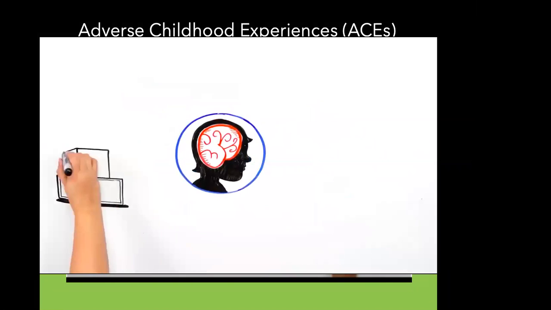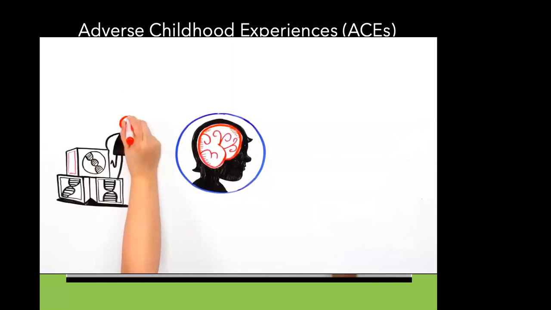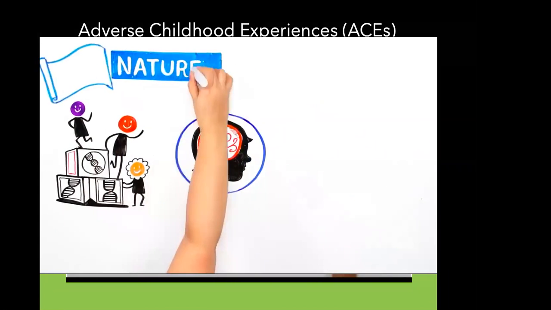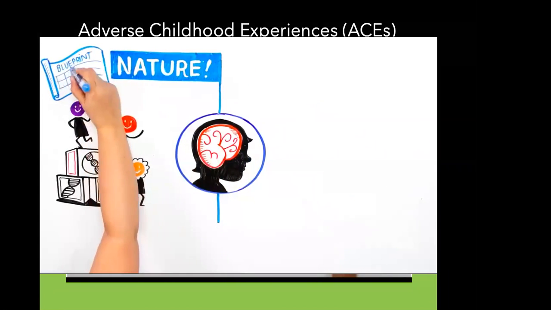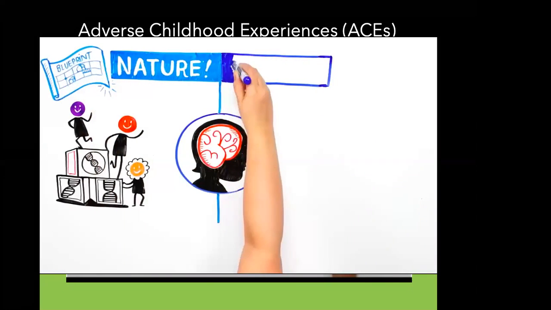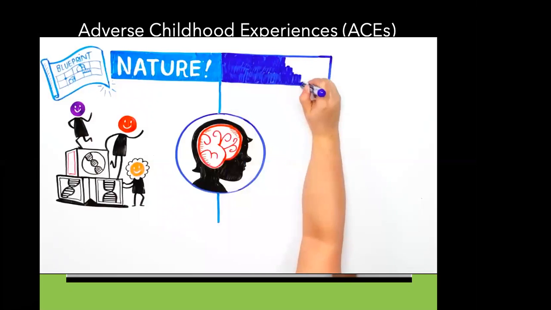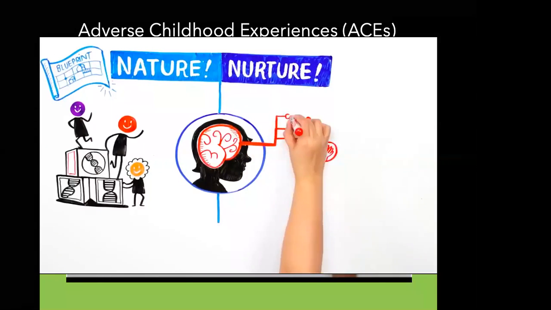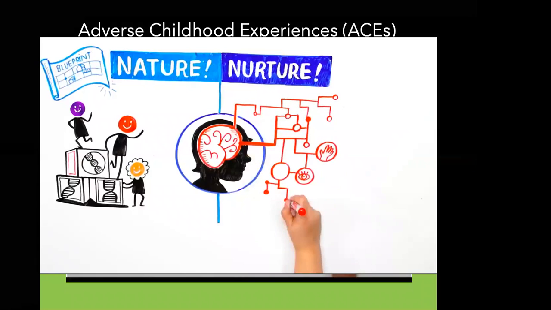A child's experiences early in life are important building blocks for the developing brain. Genes, nature, are like the blueprint. They provide the basic framework for brain development. However, genes do not design the brain completely. Environmental influences, nurture, fine-tune how the brain works by shaping which brain connections get used.